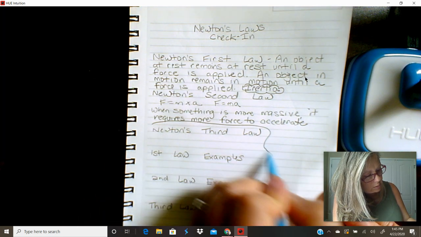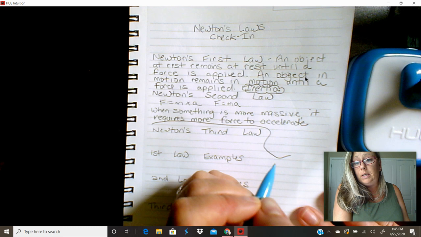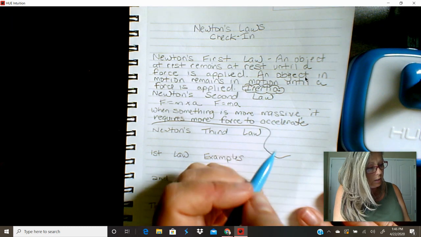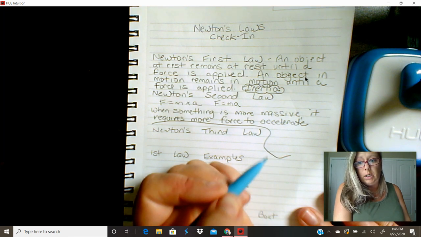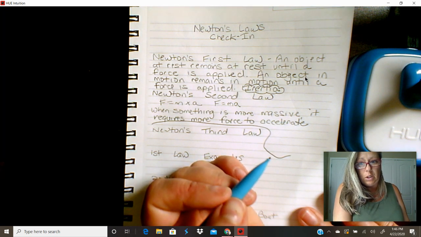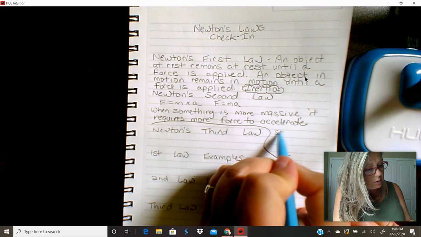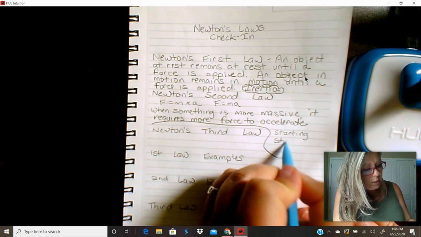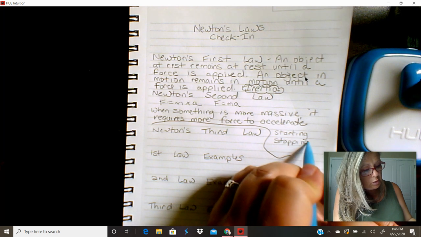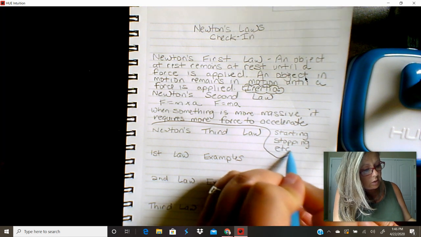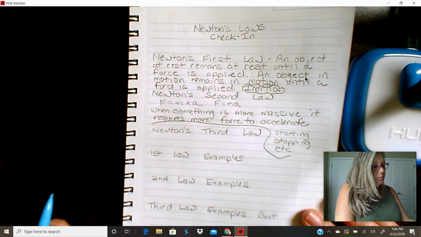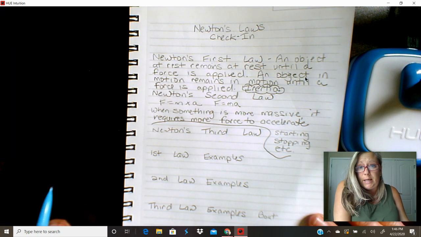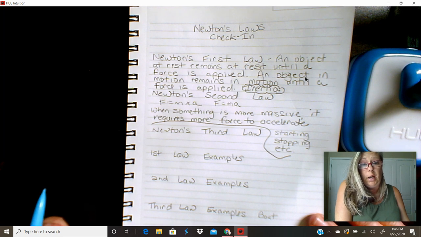Which means, remember that accelerate is the tricky concept, that accelerate is any change in velocity. So that means any change in speed or any change in direction, which means starting and stopping, increasing speed, changing directions, etc., etc. So something more massive requires more force to accelerate, and then likewise, something less massive requires less force to accelerate.